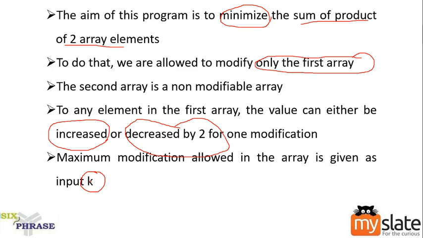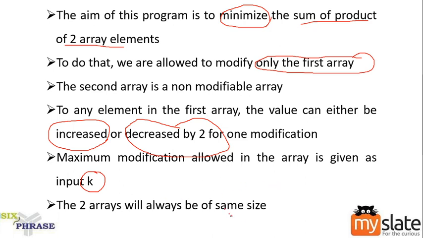Okay, next one. The two arrays will always be of same size. This was mentioned in the question, guys. If you haven't seen it in the question, remember it now. Both the arrays will be of same size only, so don't bother about having different sizes.